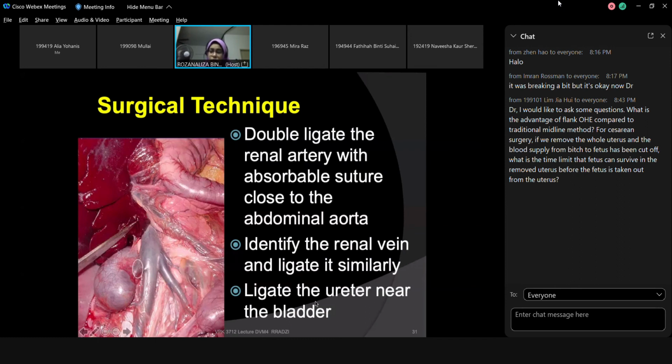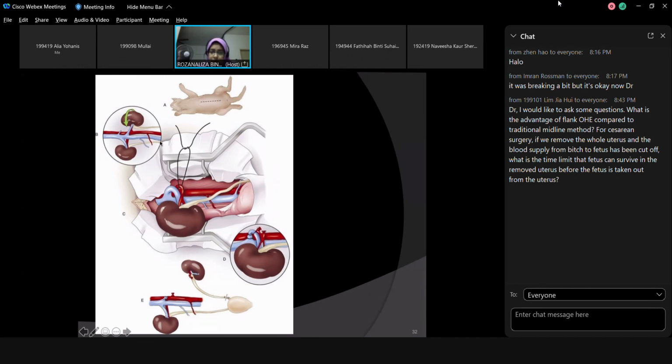The ureter you want to ligate near the bladder. Okay, so this is another picture, as you can see. So you want to ligate the artery, and then you ligate the vein, and then you ligate the ureter near the bladder. Okay, you don't want to cut halfway; cut really, really close to the bladder, and all must be double ligated. Okay, the one that you leave in the body is double ligated.